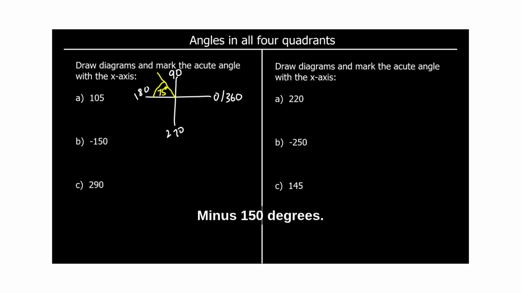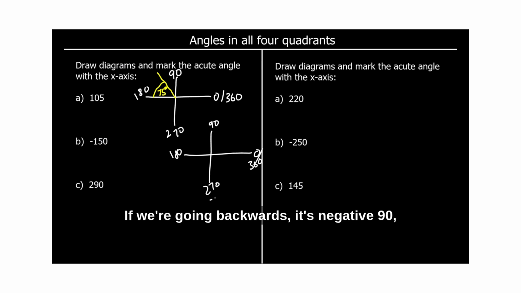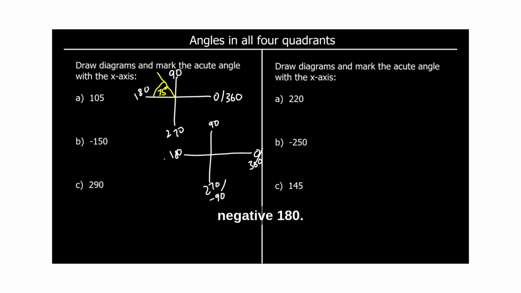Minus 150 degrees. So again, 0, 90, 180, 270, 360. Negative 150. If we're going backwards, it's negative 90, negative 180. So negative 150 will be here. It'll be 30 degrees away from negative 180. So the acute angle with the x-axis this time is 30 degrees.